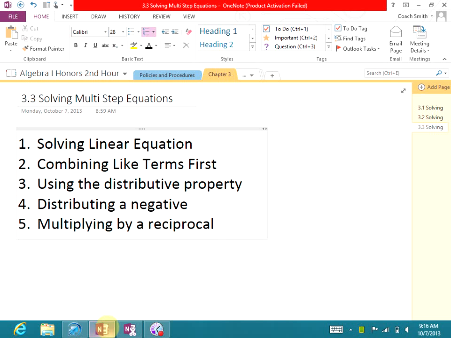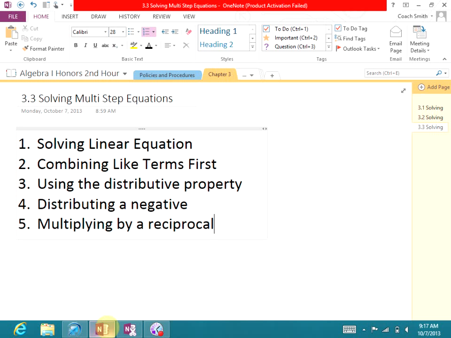All right, 3.3. Basically, we're going to be solving 2, 3, 4-step equations, okay? Now, in the different steps, there's only going to really be 2 as far as solving goes, okay? But there will be other steps that we have to take to simplify it before we solve, okay? So that's why I'm saying there's 2 or 3 or 4 steps.